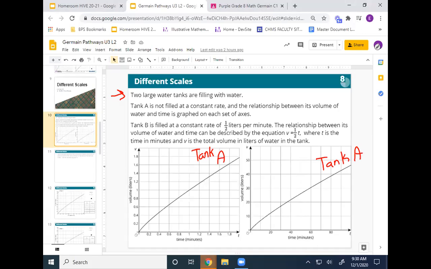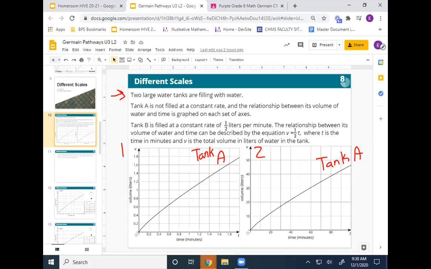So looking at these two graphs, before I read the next piece of this, what do you notice is different about these two sets of graphs? What do we notice is different about these two sets of graphs? So graph 1 and graph 2, what's different about them? Graph 1 is closer to the corner than graph 2. Graph 1 is closer to the corner.